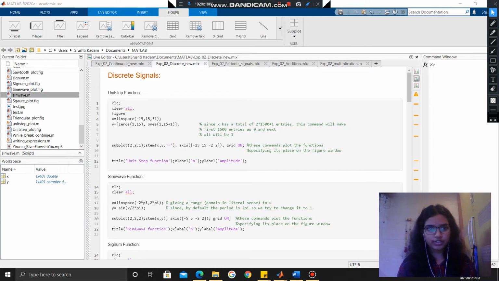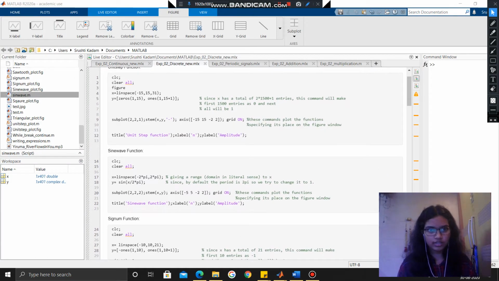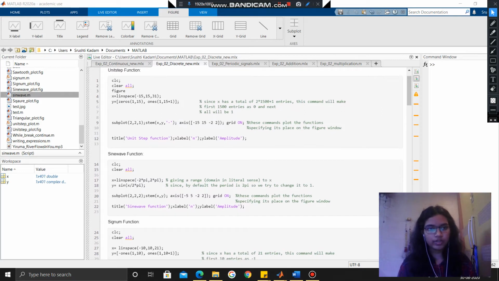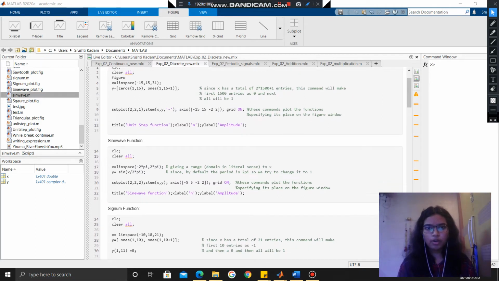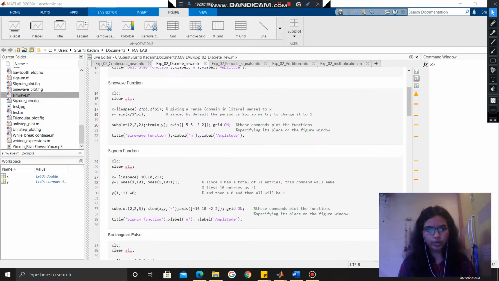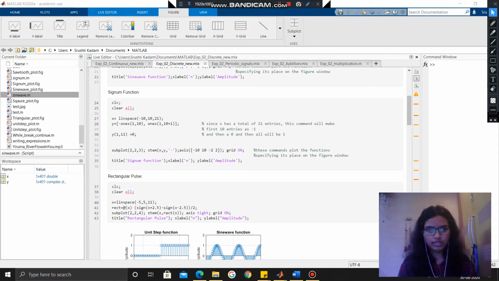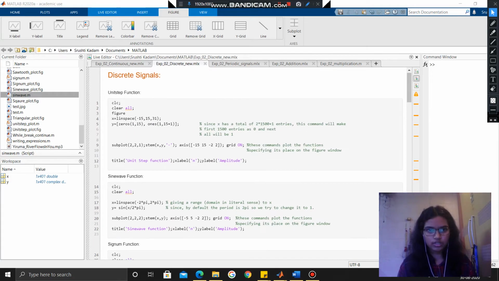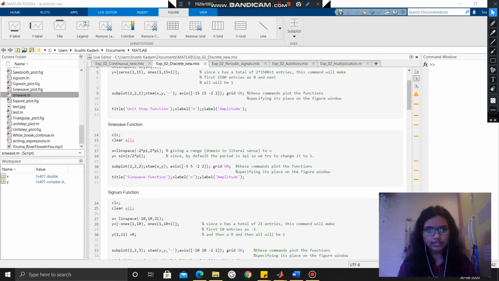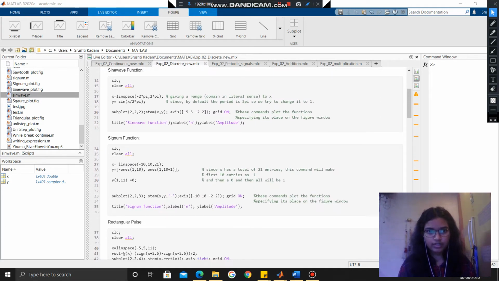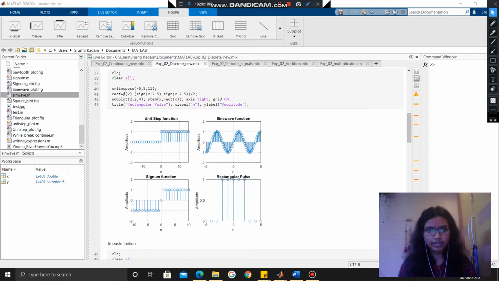We go to the discrete signals. It's the same signals and the same codes. All we are doing is replacing plot by stem and making certain changes where required. Now there's one change in signum function. As you can see, we have made the centermost element 0. That's by definition 0. So this is a unit step. This is our sine wave. This is our signum. This is a rectangular pulse.